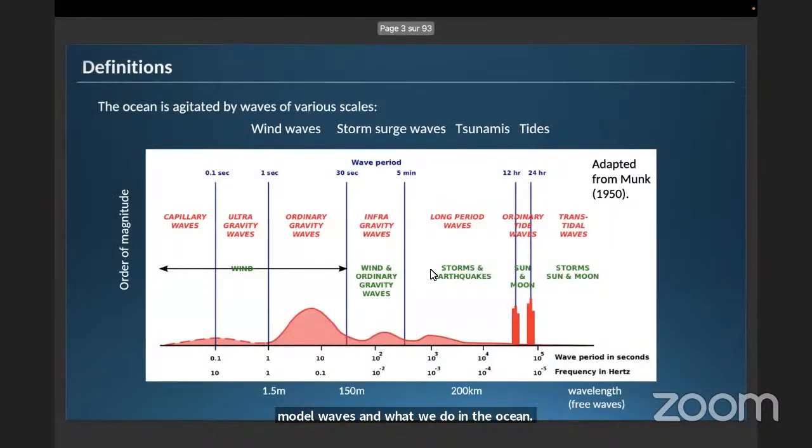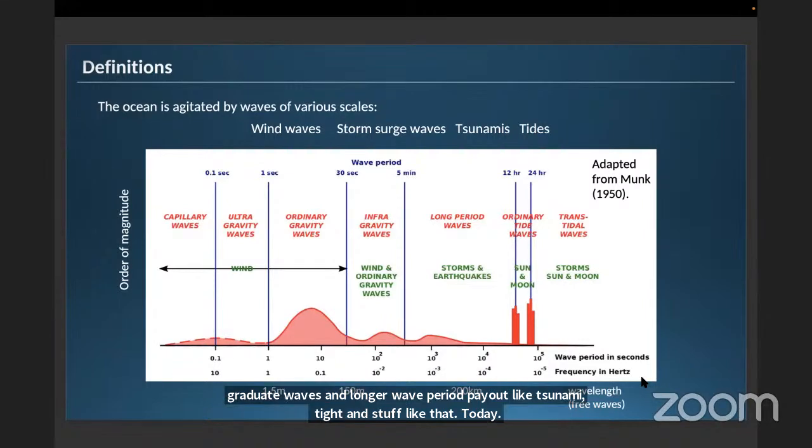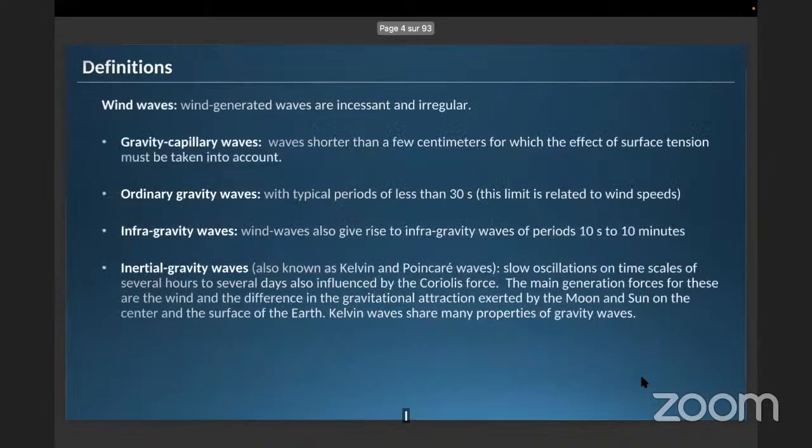All these kinds of waves can be described from the wavelength or the frequency or their period, for example. And we go from capillary waves towards gravity waves and longer wave periods like tsunamis, tides, and stuff like that. And today I will mainly talk about wind waves. So these are the waves generated by winds.